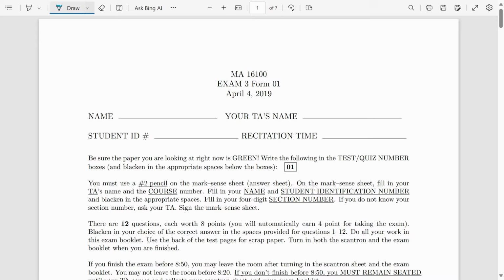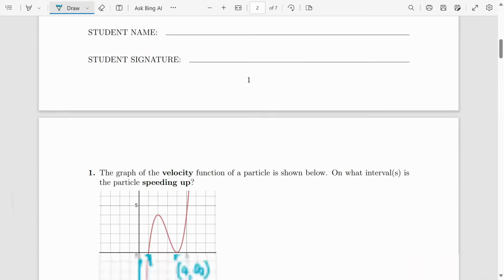Okay, this is MA 161's exam 3 from, looks like this is spring 2019. This is actually my first exam 3 that I'm recording, so hopefully this goes all right. I took a little peek ahead at the questions, and it's mostly just applications of derivatives. So a lot of finding maximums and minimums and the critical points and concavity, things like that. So hopefully this shouldn't be too bad.